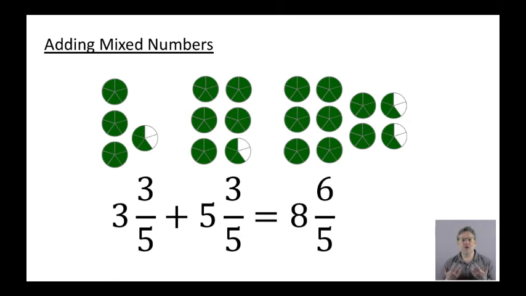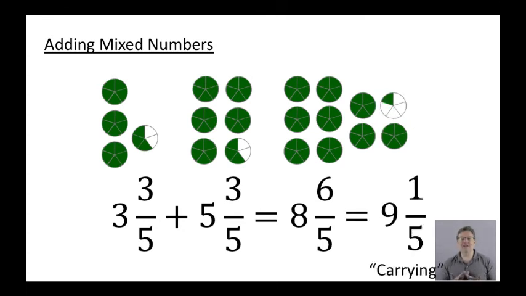6/5 is 1 1/5. And so really what we need to do is take the 1 in 1 1/5 and add it to the 8, making it 9. And the result here is 9 1/5. This is similar to when you're adding numbers together and you carry a 1 or carry a 2. Here we're actually carrying a whole pizza, so to speak, because inside 6/5 is one whole pizza, which means that 8 becomes 9. There's 1 left over, 1/5.